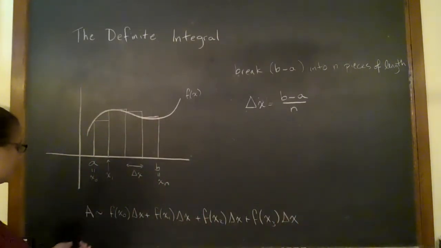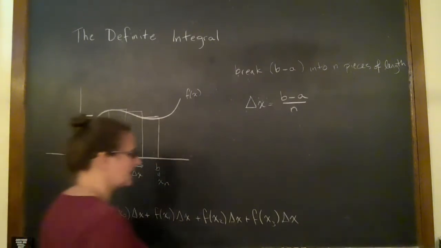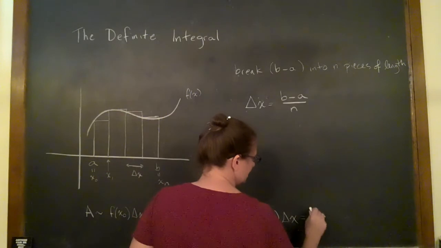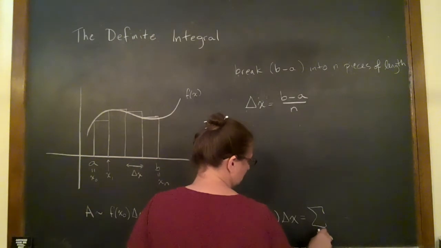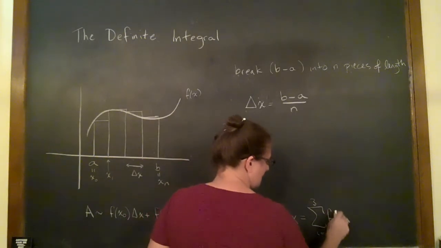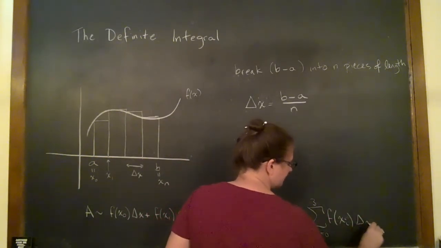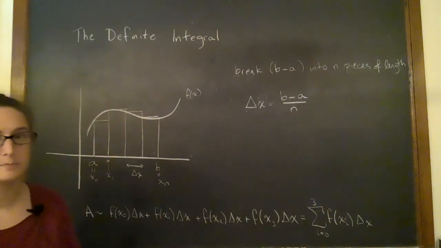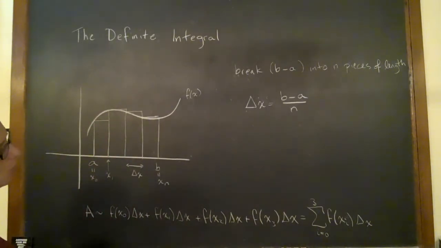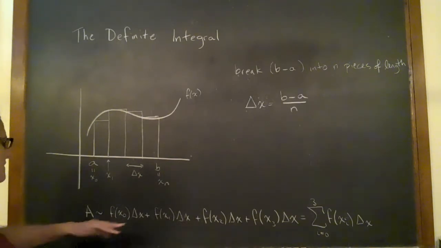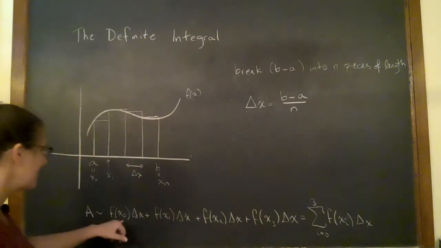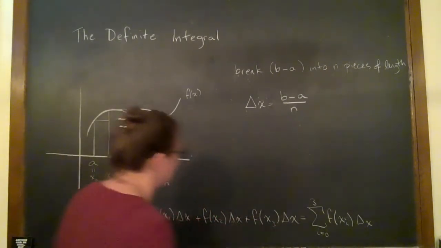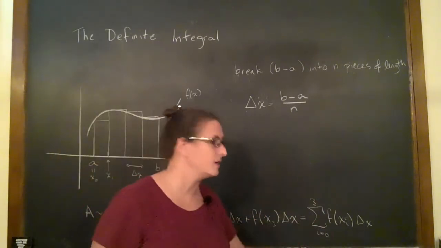So I'm going to instead use summation notation. This is going to be the sum from i equals 0 to 3 of f of xi delta x. I started with f of x0, so I went from 0 to 3. If I had done the right endpoint, I would have had f of x1 here and f of x4 there, so I could have done my sum from 1 to 4.